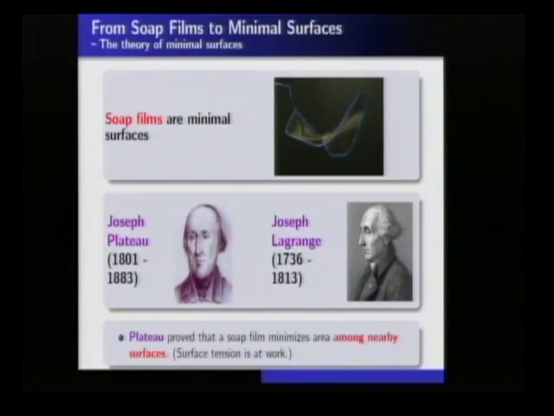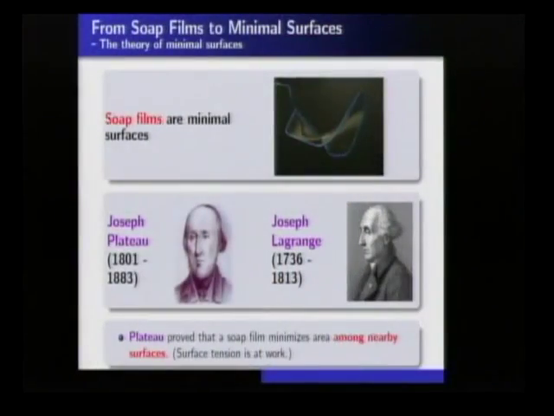You take, for example, a disk in the plane. If you have a minimal graph over it, he wrote down what is called the Lagrange equation for the graphing function. Anyway, that's why their names are here. So soap films minimize area among close nearby surfaces.